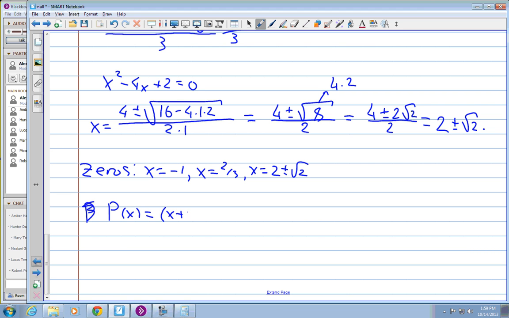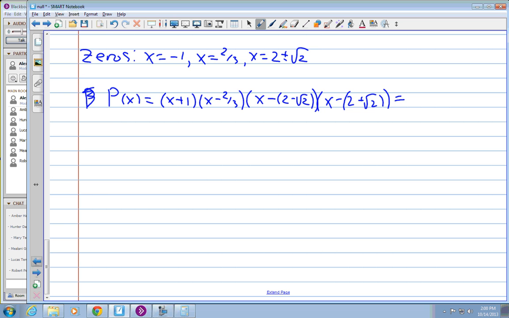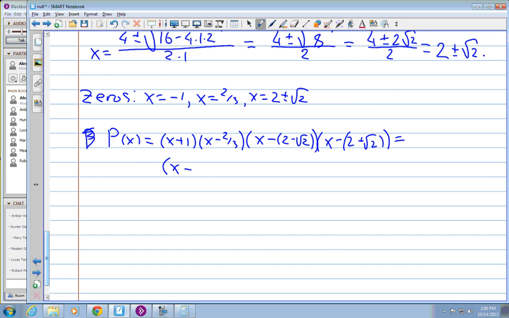So our P of x equals x plus 1, x minus 2/3, x minus 2 minus the square root of 2, x minus 2 plus the square root of 2. So these would be all the linear factors of our polynomial: x plus 1, x minus 2/3, x minus 2 plus the square root of 2, x minus 2 minus the square root of 2. So this is our polynomial in a very much factored form.